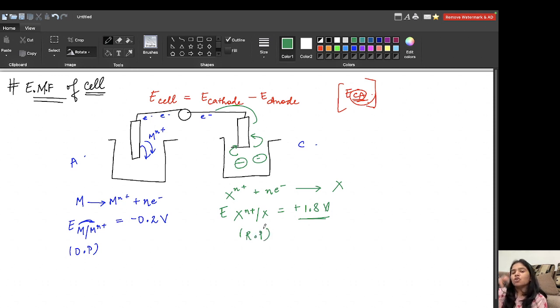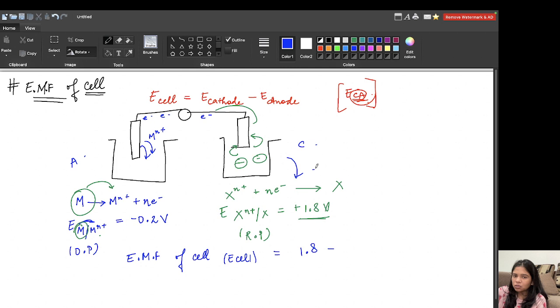How do you guess what is an oxidation potential and what is a reduction potential? For oxidation potential, your metal will be written first, and the metal is getting oxidized, so Mn plus. Reduction is just the opposite. Xn plus is accepting electrons to give you X. And what is EMF? Difference between electrodes of the cell, right? So EMF of the cell, E of cell, here will be 1.8 minus, E cathode minus E anode, so minus of minus 0.2 volt. So you'll be getting equal to 2 volt.